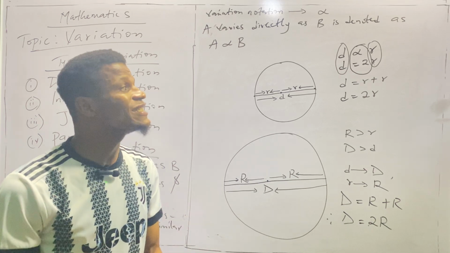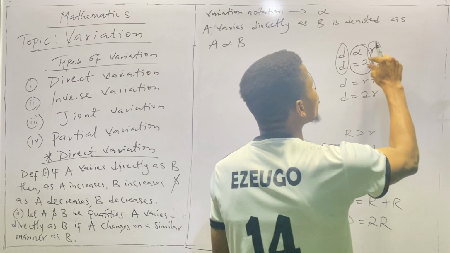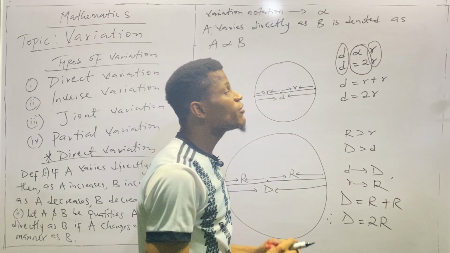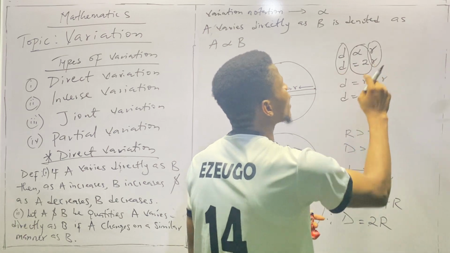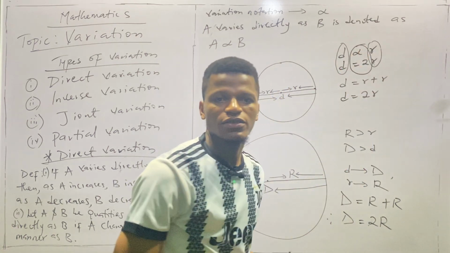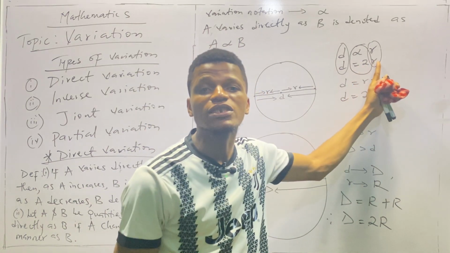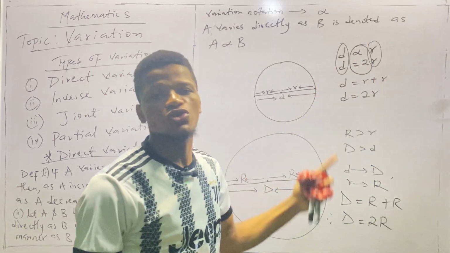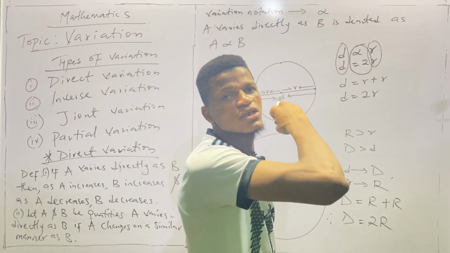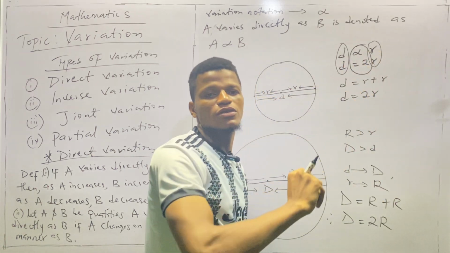The wisdom here is that for equality to exist between D and R, because already there is no guarantee that D and R are equal. So before equality can exist between D and R, there is a need for introduction of a constant, whereby if that constant multiplies one quantity, it will be equal to the other quantity. So the cause of this equality is the introduction of this constant 2.